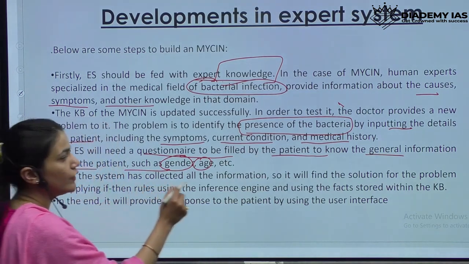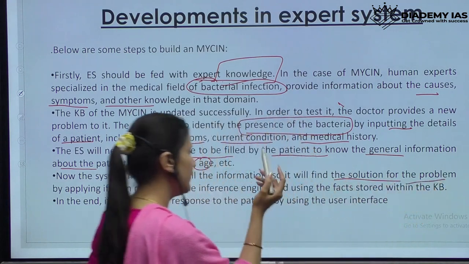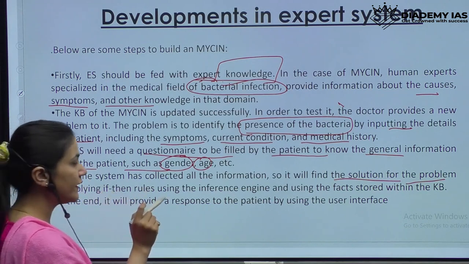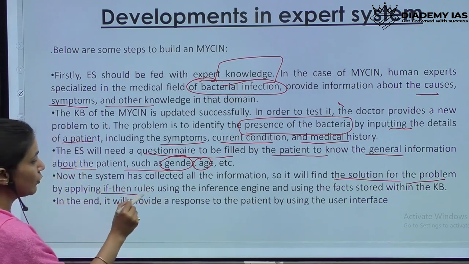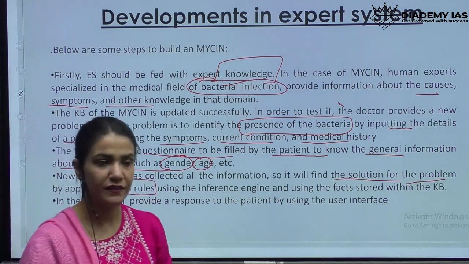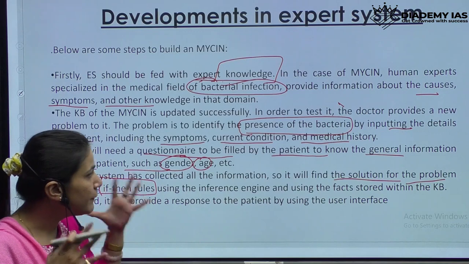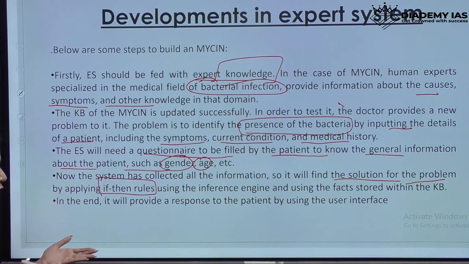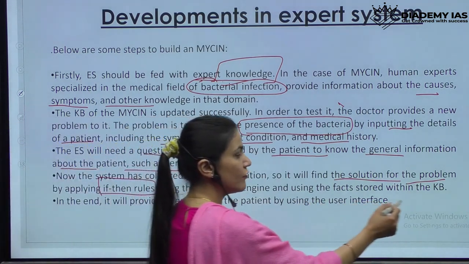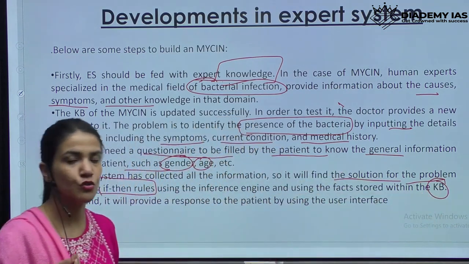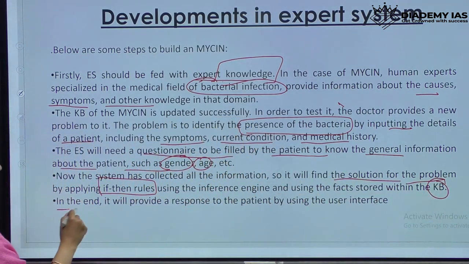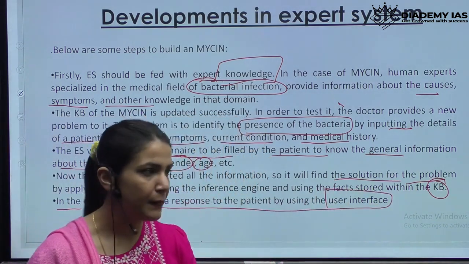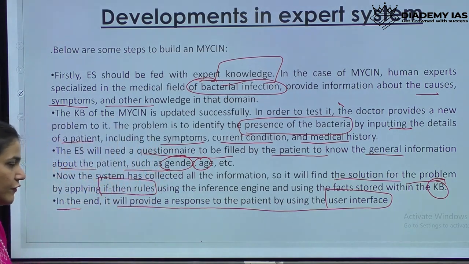Now the system has collected all the information, so it will find the solution for the problem. Depending upon the symptoms, conditions and the medical history, the system will apply the if-then rule. I told you that the entire knowledge base cannot be used. There has to be certain conditioning depending upon what the user has provided as his or her details. Once the if-then rules are applied, the information from the knowledge base is filtered and received. In the end, it will provide a response to the patient by using the user interface. For sure, that is where the end part of the expert system is reached.